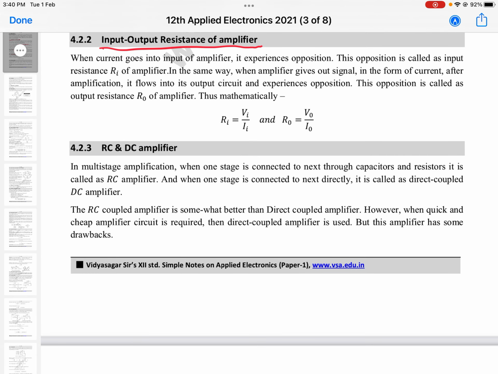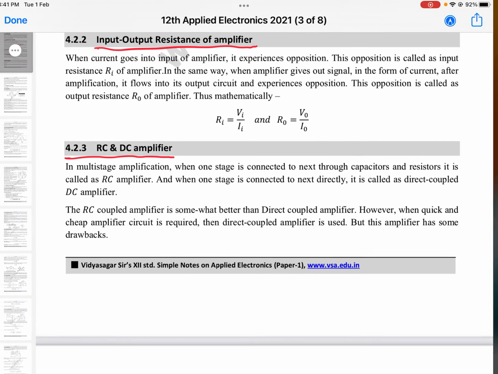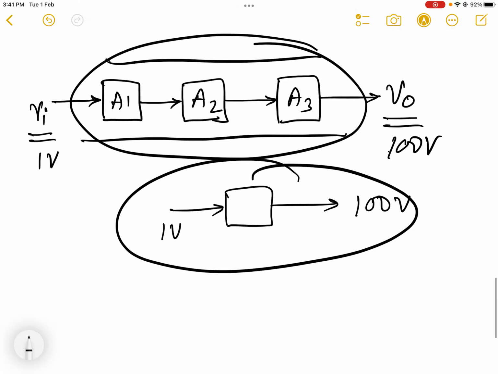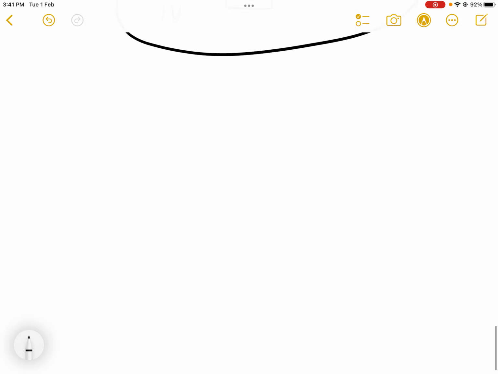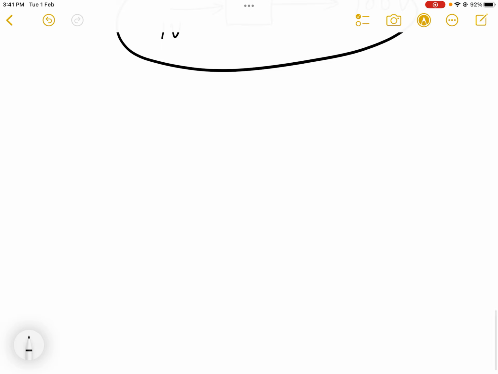Now actually we wanted to understand what is RC and DC. So let us see that. I am coming to that point. Multi-stage amplification leads to two types of amplifier circuits. One is called RC and other is called DC. DC doesn't here stand for direct current, remember. Now let us see what is RC. Suppose I take one amplifier over here.